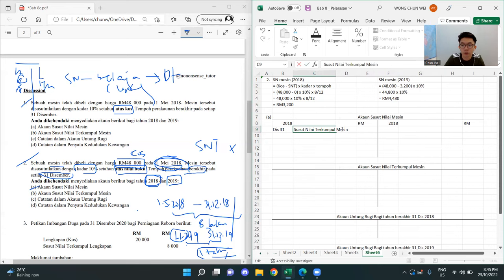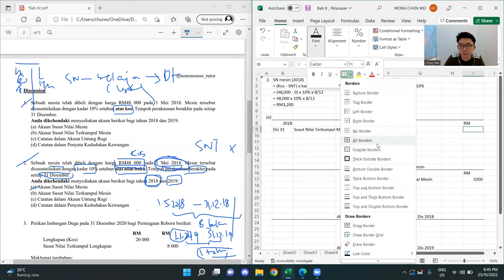Terkumpul machine. How much is that? We already calculated 3,200. So when you debit your Susut Nilai machine, you have to credit. Credit what? Susut Nilai Terkumpul machine, which is this one. So December 31st. And the date must be the same, just like how we did for our ledger. And the amount is the same also. So here, from where? From Susut Nilai machine. So here, Susut Nilai machine, 3,200. Okay, this is for 2018. So after you've done this, debit and credit, then we can close it.